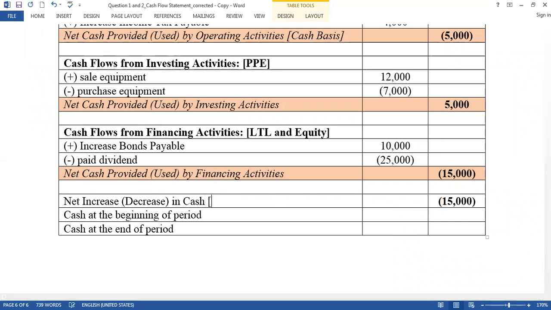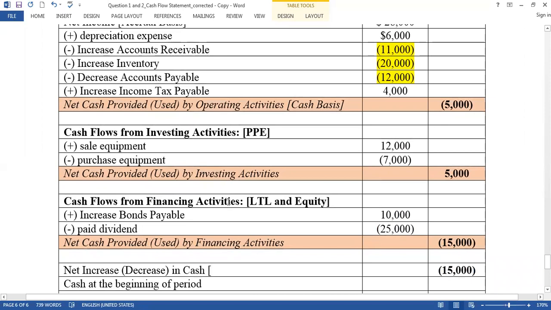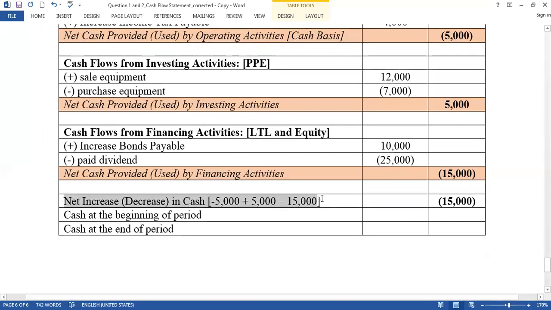And you can see that operating activities is minus $5,000. Then investing activities is plus 5,000. And financing activities is minus 15,000. Try to understand here. Operating activities minus 5,000, right? Then investing activities plus 5,000 and financing activities minus 15,000. So it is equal to 15,000 decrease, right?